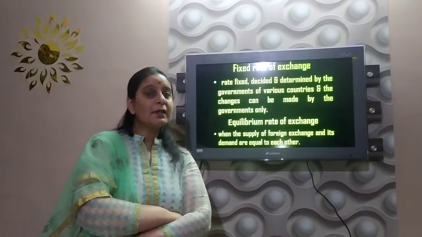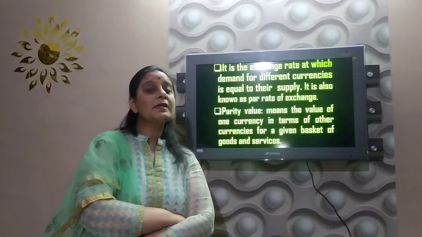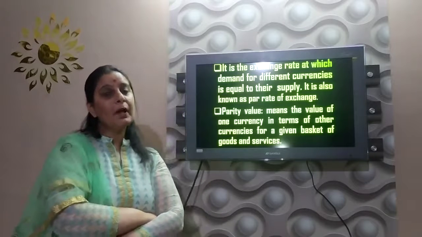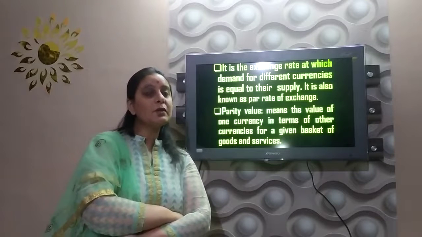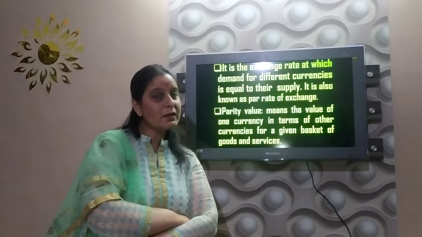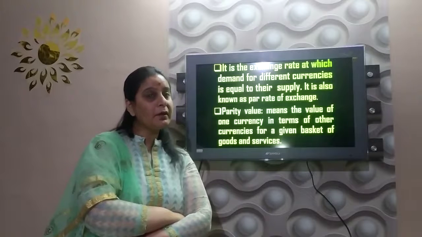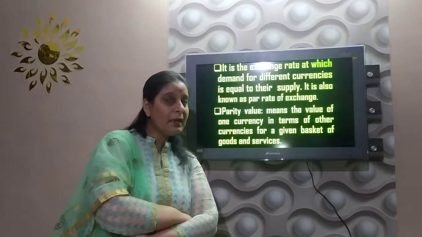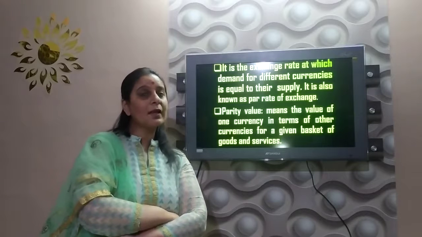पैरिटी वैल्यू मीन्स जब आप एक्सचेंज रेट डिटरमाइन करते हैं ऑन द बेसिस ऑफ सिलेक्टेड बास्केट ऑफ गुड्स एंड सर्विसेज इन टू कंट्रीज. जब आप पैरिटी वैल्यू में एक्सचेंज रेट इस बेसिस पर डिसाइड करते हैं कि आपने जो गुड्स एंड सर्विसेज सिलेक्ट किए वो सेम क्वांटिटी और सेम क्वालिटी के होने चाहिए. वो सेम क्वालिटी के गुड्स एंड सेम क्वांटिटी के गुड्स एंड सर्विसेज एक नेशन में कितने मनी में मिलेंगे और दूसरे नेशन में कितने मनी में मिलेंगे. दैट इज व्हाट इज कॉल्ड एज पैरिटी वैल्यू.